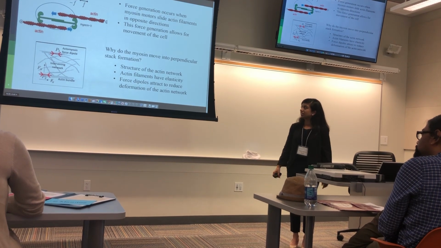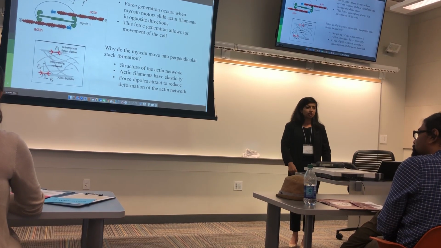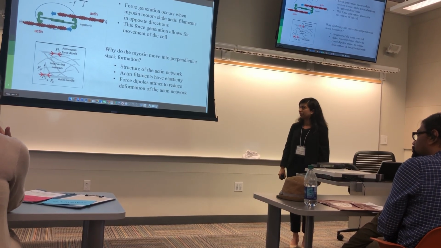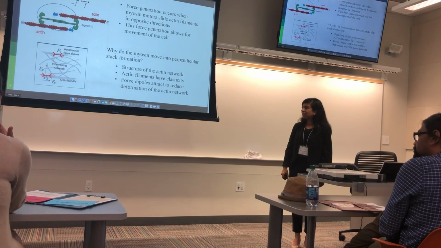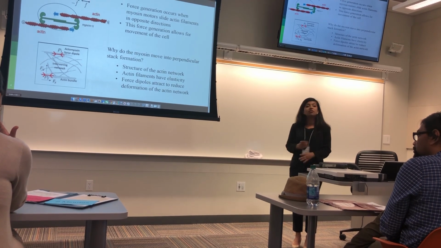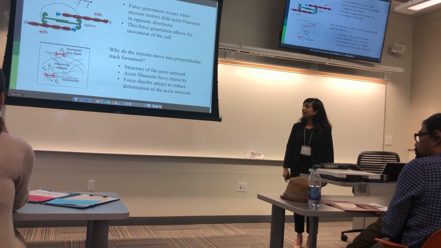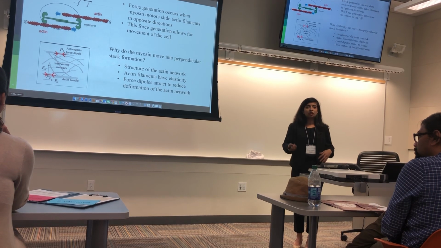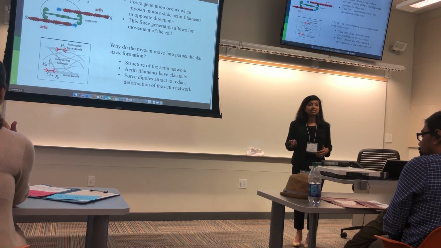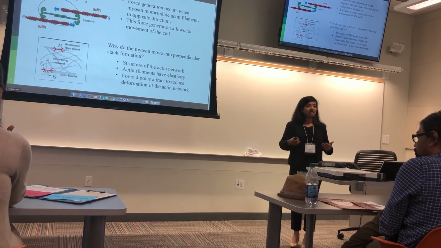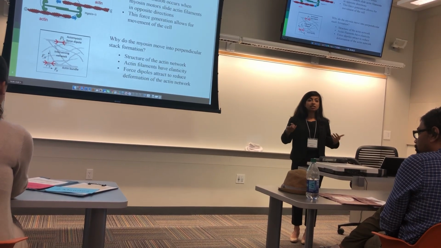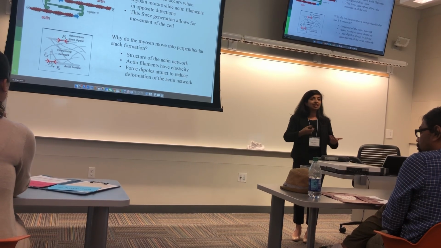Now, the question that we want to investigate is, why do the myosin move into a particular perpendicular stack formation? We believe it's due to the structure of the actin network. As you can see in the cartoon image, the actin network is made out of parallel actin fibers. But there is also an intervening network of actin which connects these fibers. This network is able to pass along forces throughout the network and also respond to any force that gets acted upon it, because actin has a certain elasticity to it. So if it gets deformed at all, it wants to come back to its original conformation, and it does this by producing a force itself which can move things like myosin along it.